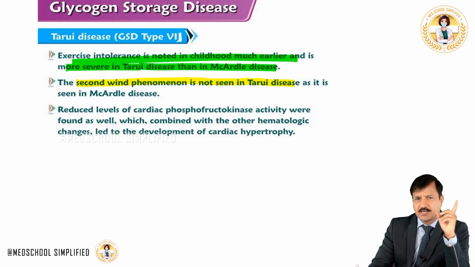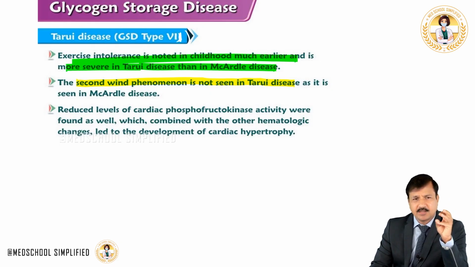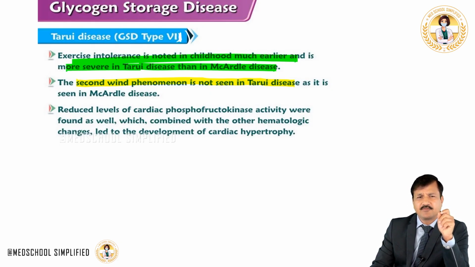The third differentiating point is disease severity. Tarui disease is more severe than McArdle's disease. And the fourth differentiating point is the second wind phenomenon that I have explained with McArdle's disease. That kind of second wind phenomenon is not seen in Tarui disease.